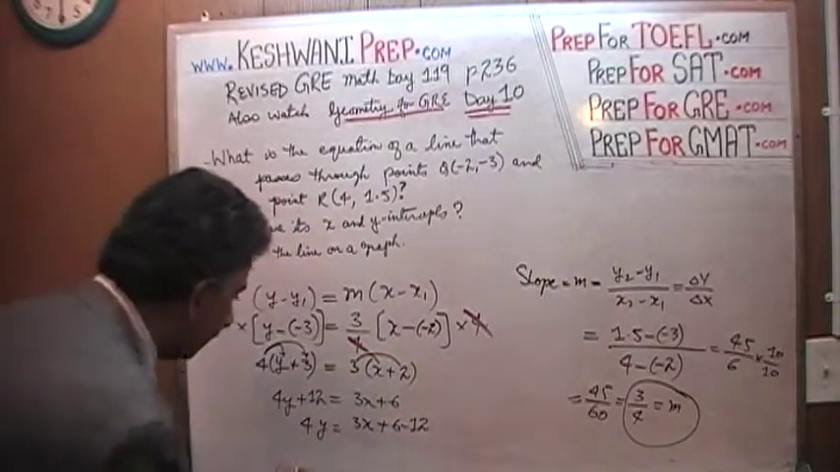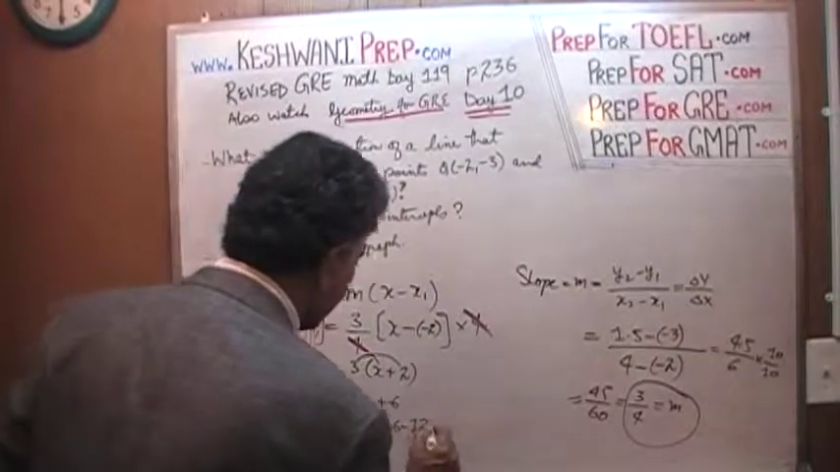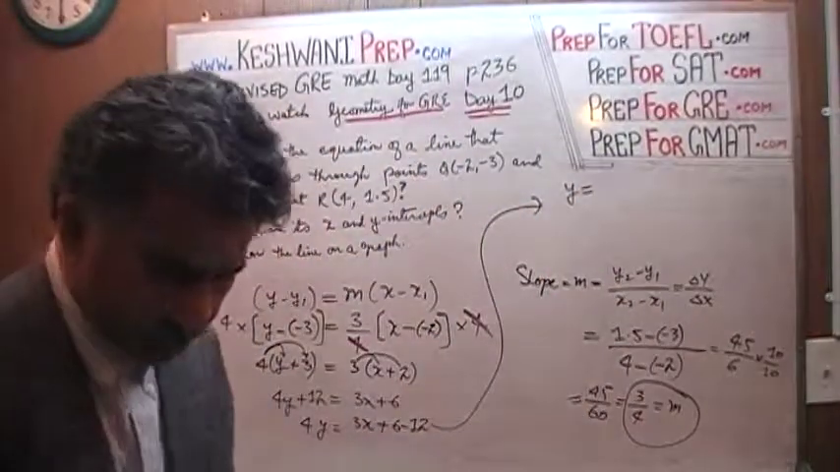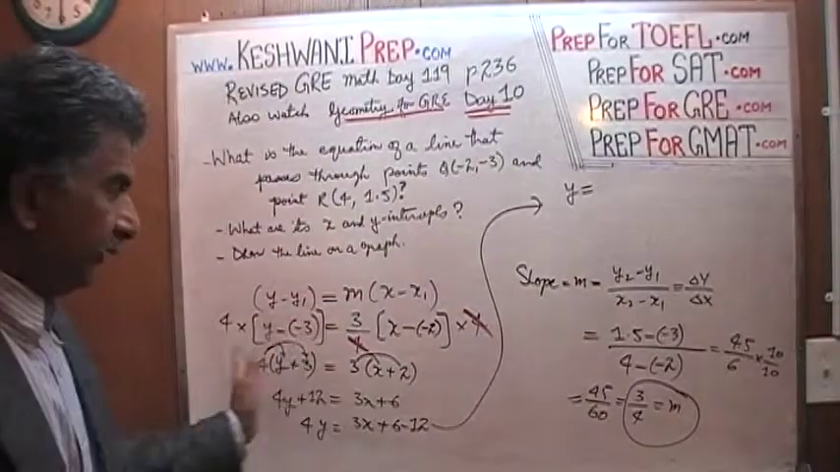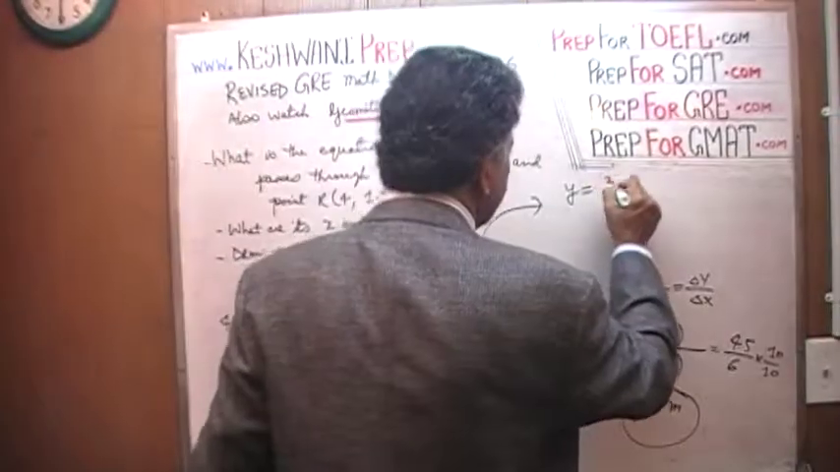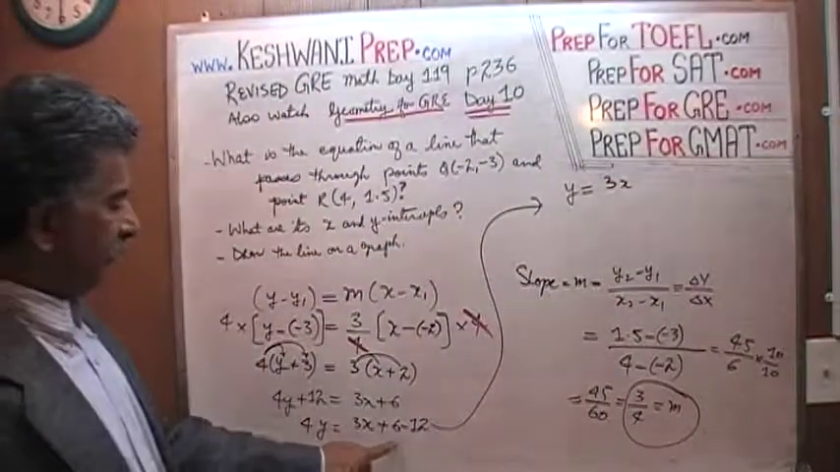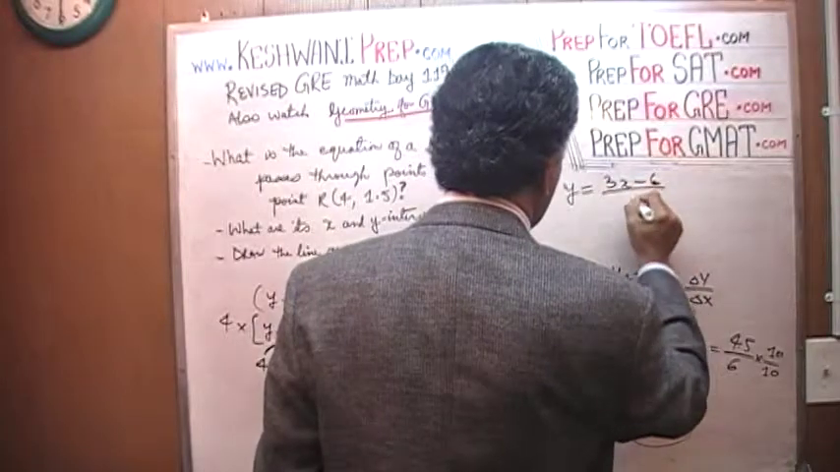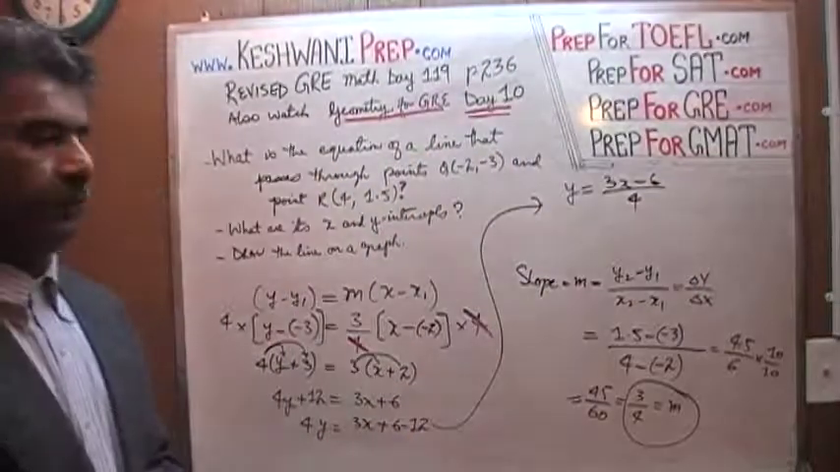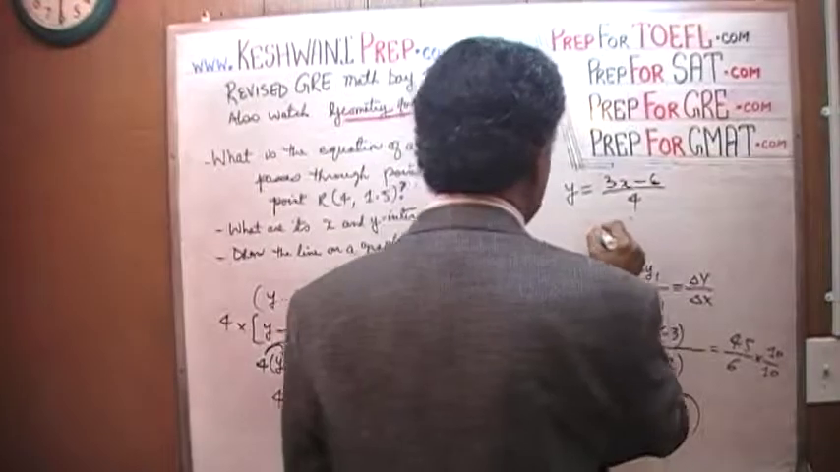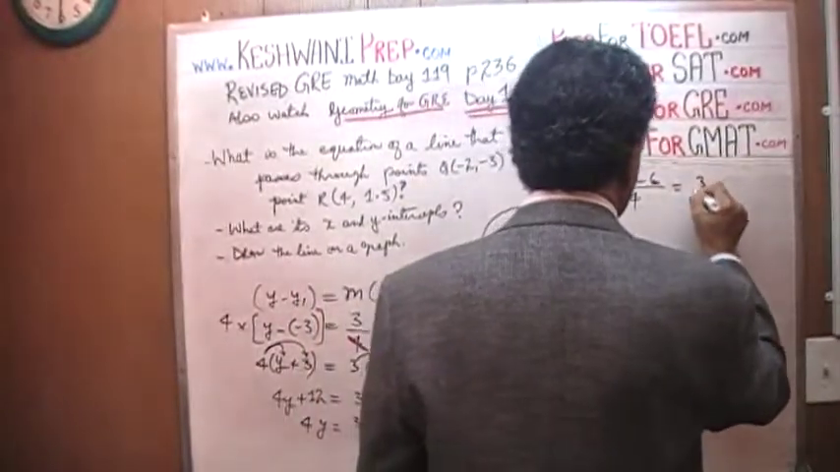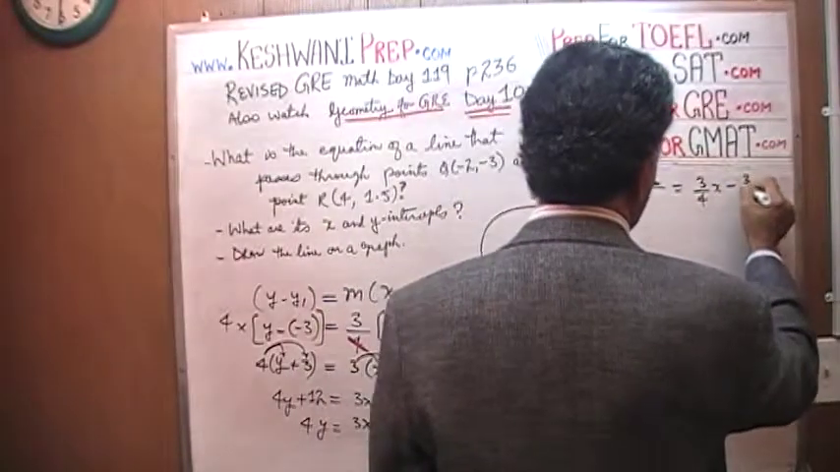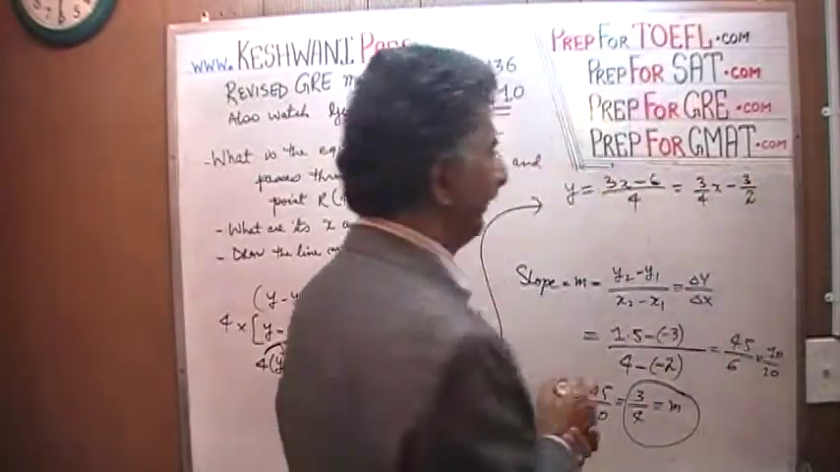Divide both sides by 4, and we end up with y equals... divide both sides of the equation by 4, so we end up with 3x, and positive 6 and a negative 12 is going to give us a negative 6 over 4. Let's separate it out. So it equals 3 over 4 x minus 6 over 4, which is the same as 3 over 2. That's it. That's your final equation.